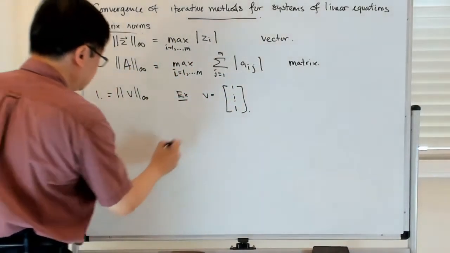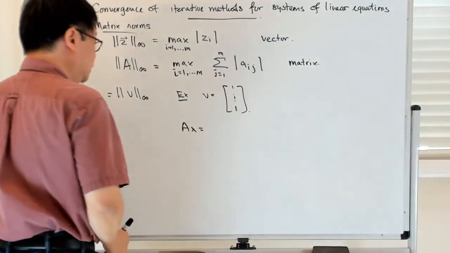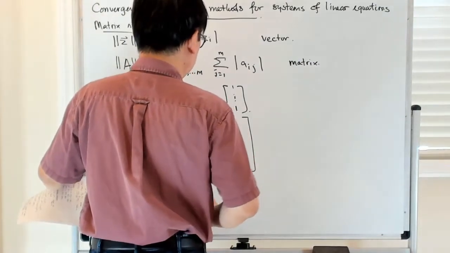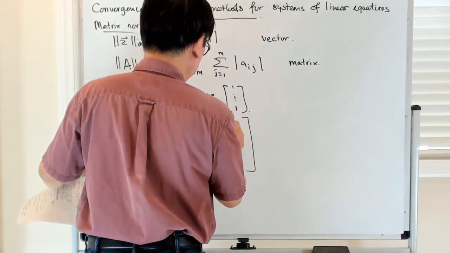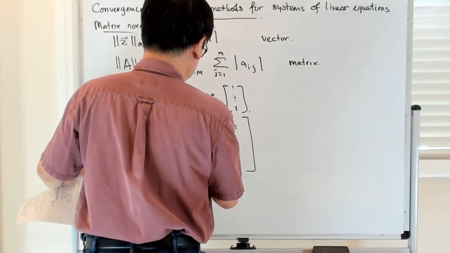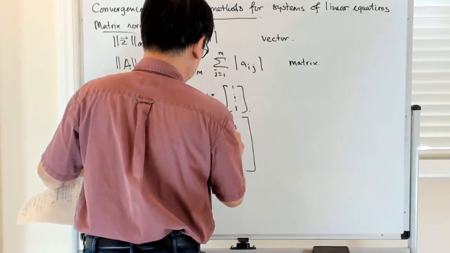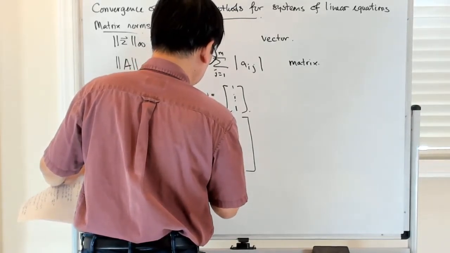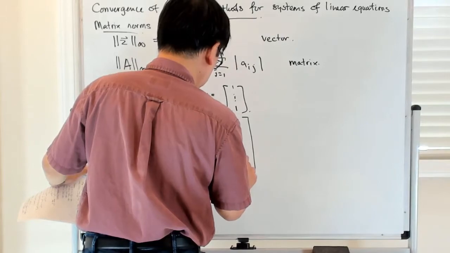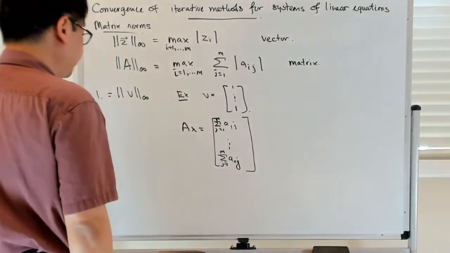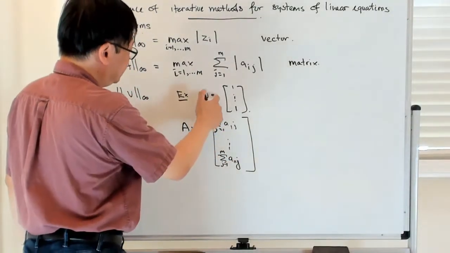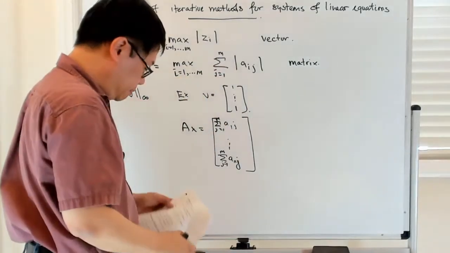Okay, so A times x is then going to be a bunch of things which are the sum of a_ij, j goes from 1 to m, or a_1j. And then you want to take the maximum over it, right? So anyway, that's where this max over the sum comes from.